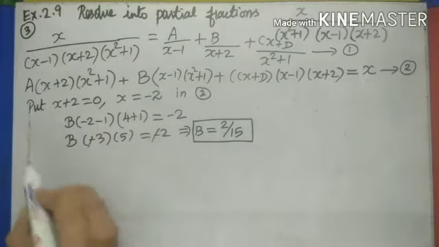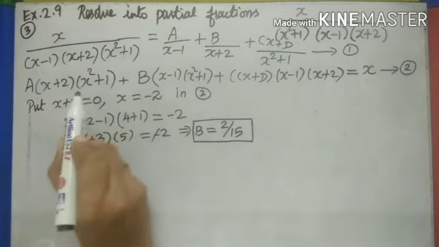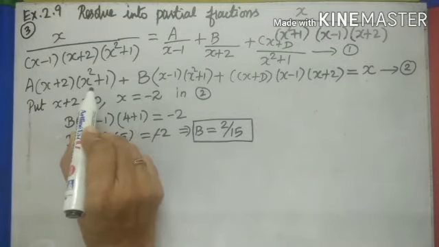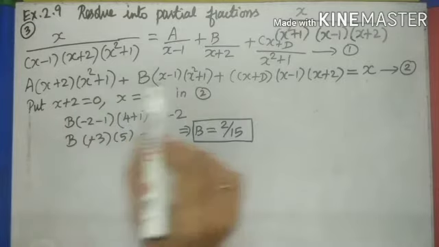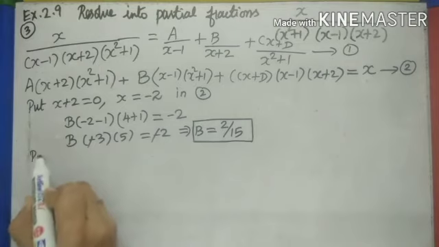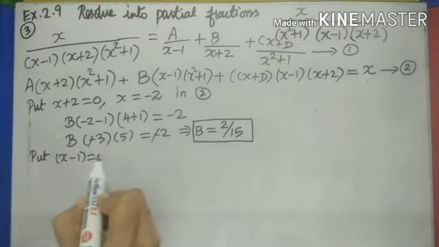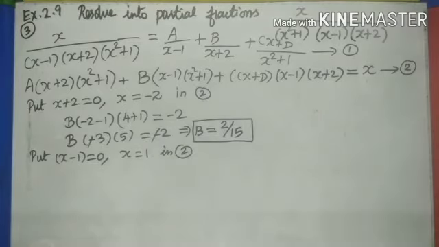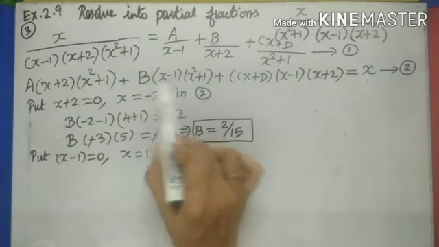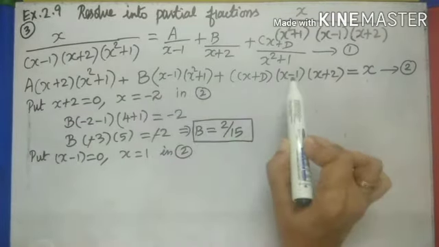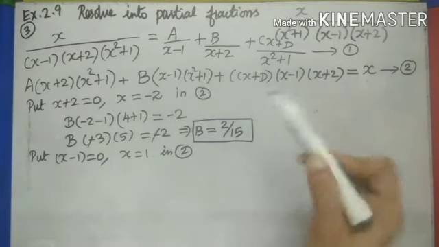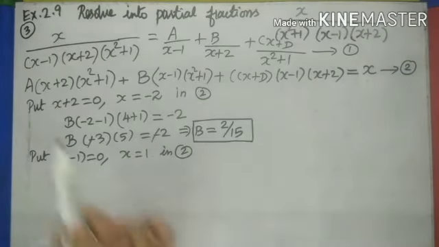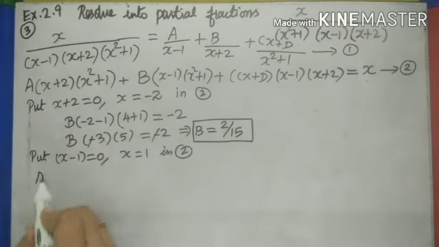Put the other bracket to be 0. Say x minus 1. Can I put this to be 0? No. If I put this as 0, my answer will be imaginary. So this I cannot make 0, whereas I can make x minus 1 0. So when x minus 1 is 0, I put x is equal to 1 in second equation. Now x minus 1 0 means 0 into anything will become 0. 0 into the whole thing will become 0. So only the first part A will remain.